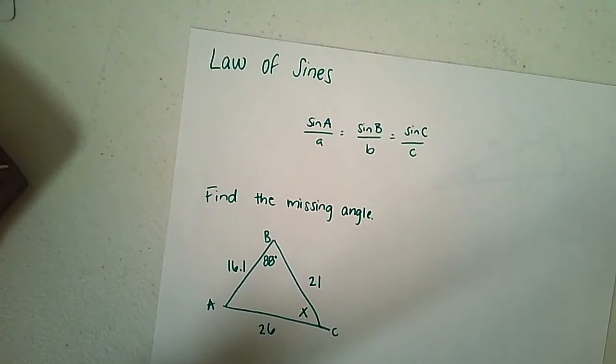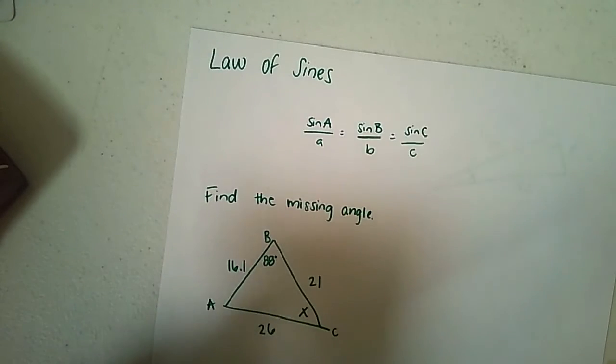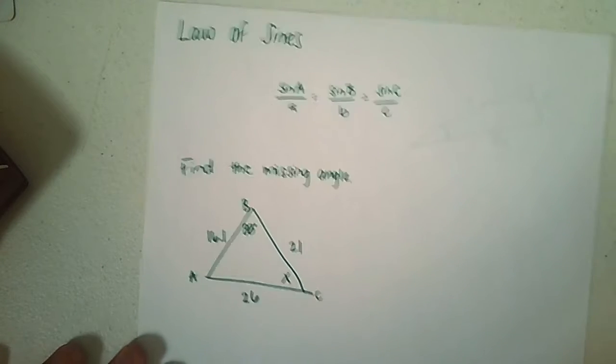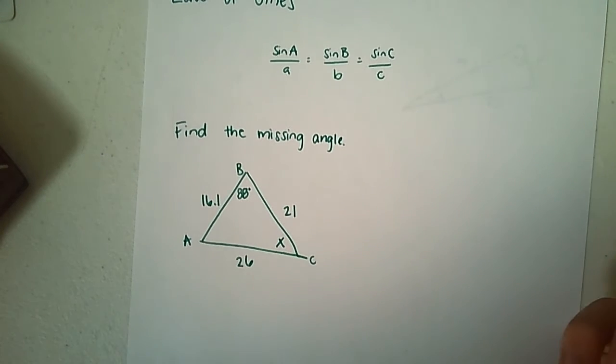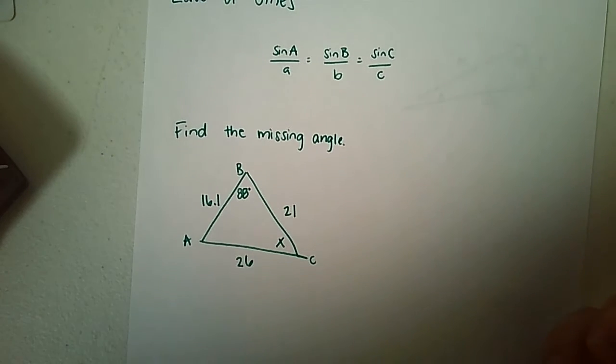All right, so the last time we used the law of sines, we were finding missing sides. Today we are going to find missing angles, okay? So we are still going to set this up the exact same way we did, except now we're going to have a missing angle, okay?